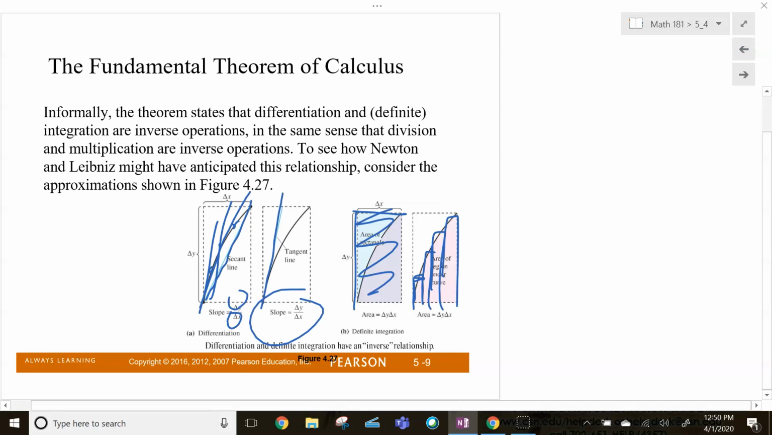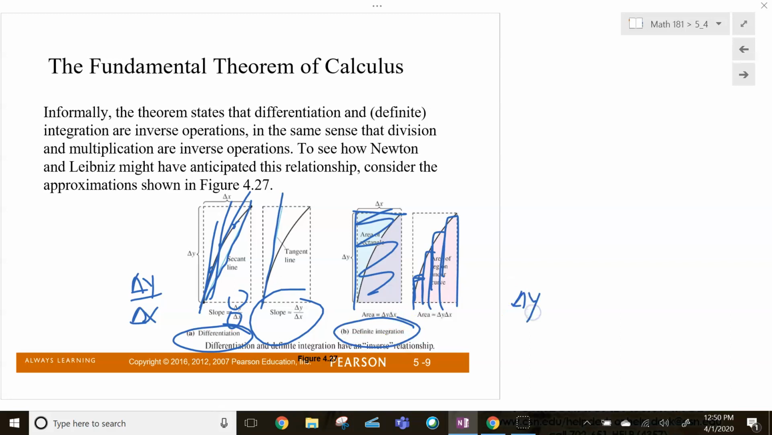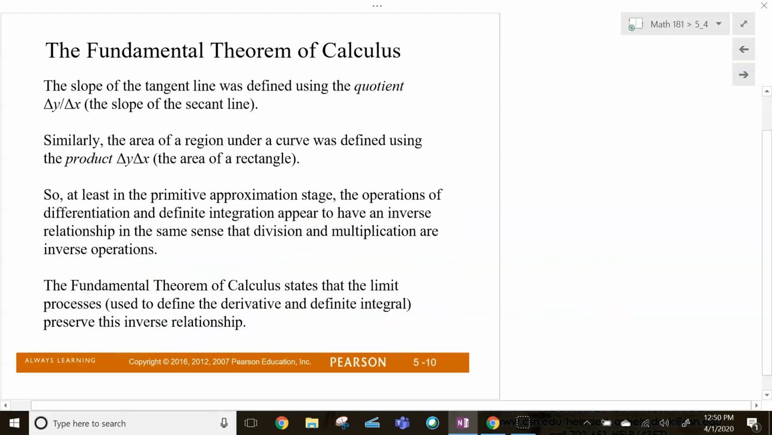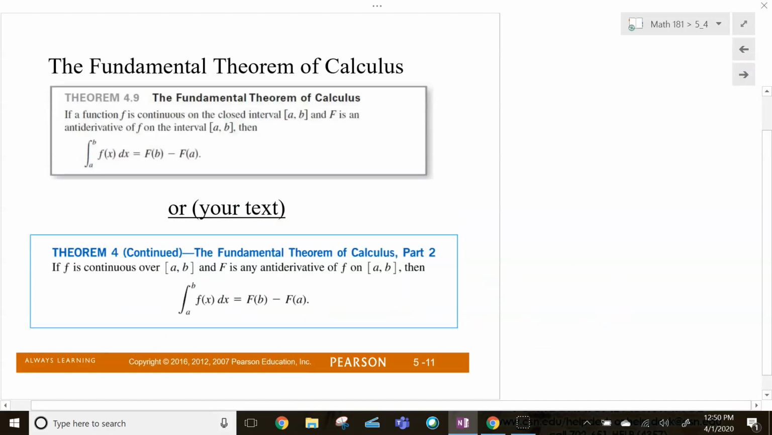Notice also that with differentiation, we've got a ratio, delta y over delta x. And with the integration approach, you've got the product, delta y, delta x. An inverse relationship where you've got your division as compared to your multiplication. Again, an inverse relationship between your integral and your derivative.